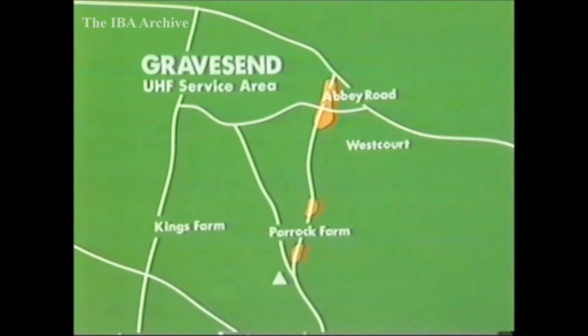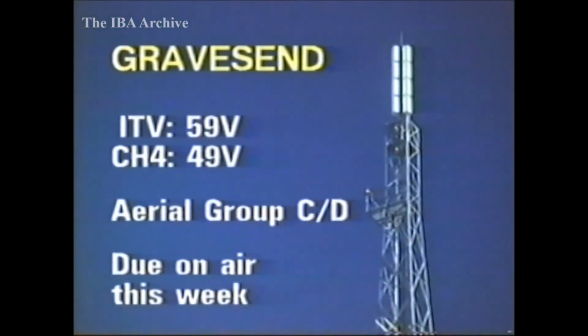New relays next, and in Kent a relay serving parts of Gravesend is now due later this week. It's for about 550 people in the area of Parrock Farm along Valley Drive, extending for about a mile northwards to Abbey Road. London ITV and TVAM will be on Channel 59, with Channel 4 on 49. Aerial should be Group CD, vertically polarised. Gravesend is hoped to be on the air by the end of the week.